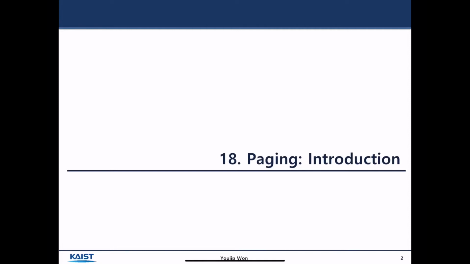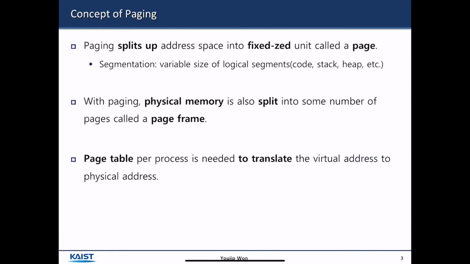The topic of this lecture is paging. Paging splits up the address space into fixed-sized units called pages. We've covered segmentation. Segmentation is various sized logical segments, such as code, stack, and heap. And a segment has a starting address, an end address, and size. This is an attribute of segmentation.